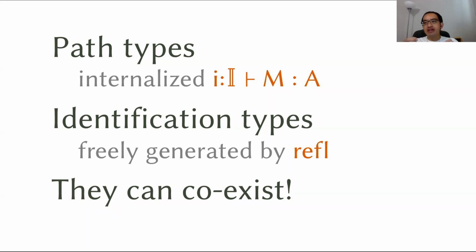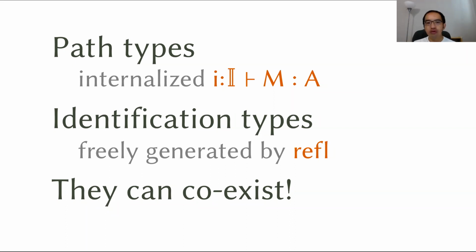One of them is the internalization of the hypothesis of the interval in the context, and one of them is freely generated by the refl. So they are different, and they can coexist, at least in theory. For example, in redtt, we can have both. So if you're not interpreting the identification types as path types, but instead just interpreting the identification types as identification types, then you will still have J. So I just want to clarify this point.